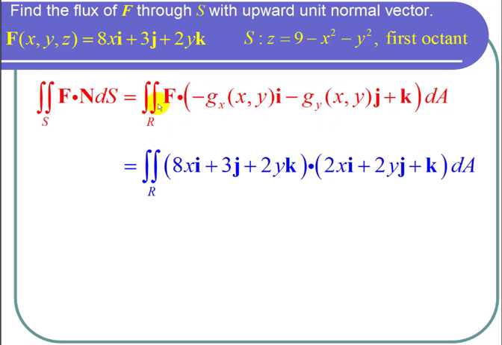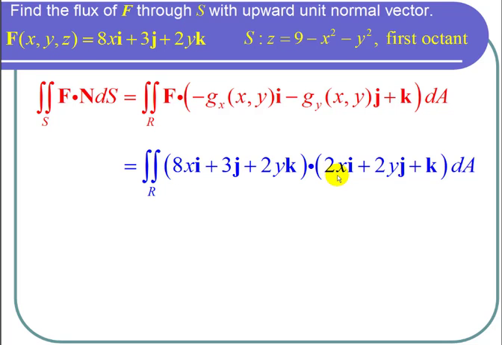First thing is we have our double integral over R. Our F is 8x i plus 3j plus 2y k. And then negative g sub x, well, g sub x is negative 2x. So negative g sub x is positive 2x. Then times i. And then minus g sub y. Well, g sub y is negative 2y. So minus negative 2y is plus 2y. Then we have j, and then plus k. And that's times dA.